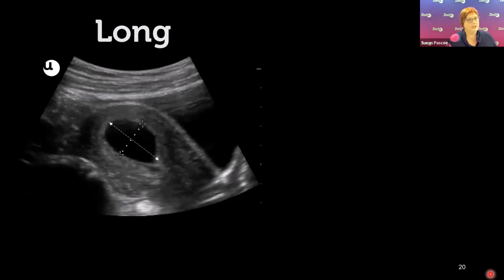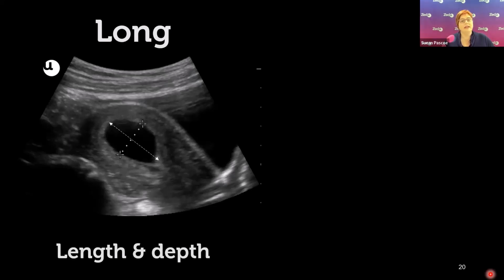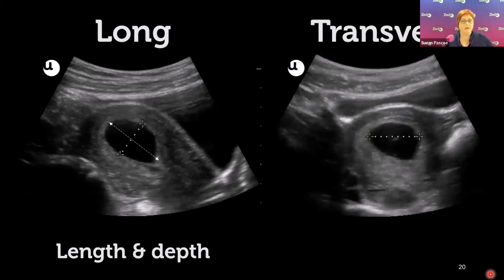So I tend to get a sagittal view of the uterus and scan through the uterus to find the biggest portion of the gestational sac. At this point, I measure the length of the gestational sac, and at 90 degrees to that, I measure the height of the gestational sac. And so then when we go into the transverse plane, we measure the width of the gestational sac.